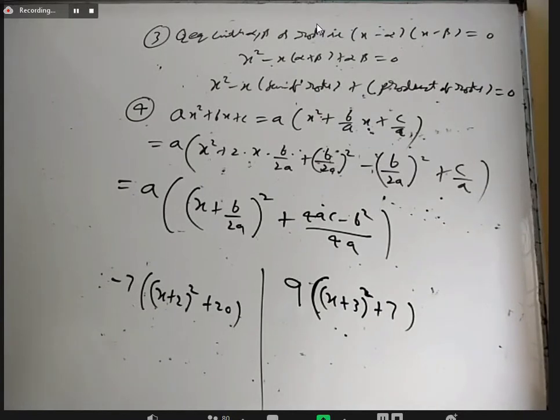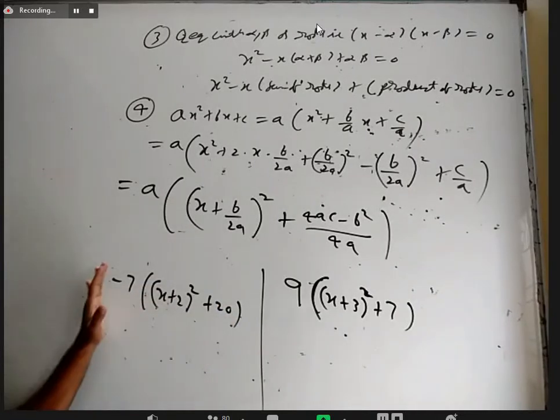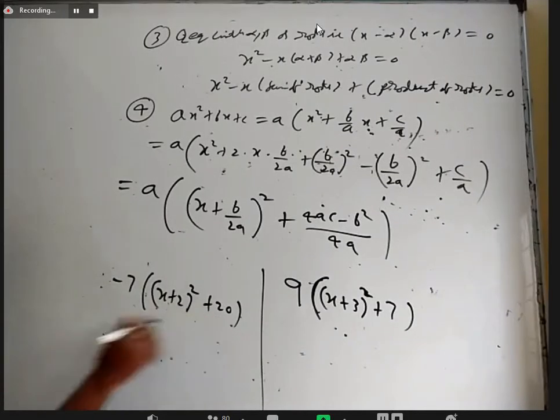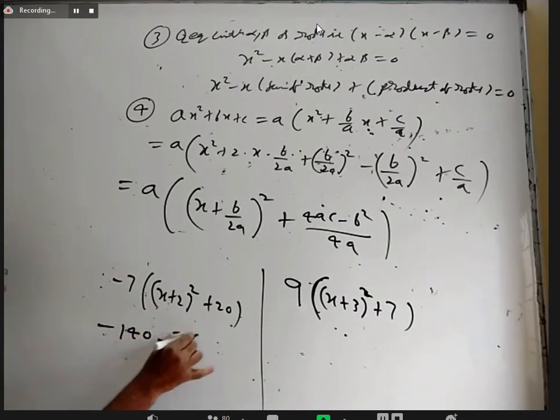Maximum is minus 140. When you take this as 0, this will be 20. Without the minus 7, that 20 is the minimum. But when you multiply by the negative number, it is actually the maximum. Because when you open this, you'll get minus 140 minus 7 into (x plus 2) whole square.